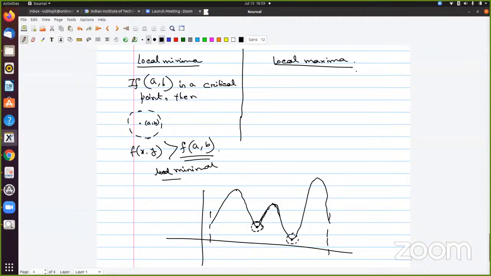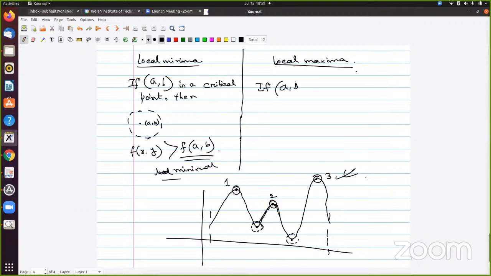And is this a local maxima? Yes. Is this a local maxima? Yes. Now suppose this is 1, 2, 3, which one is the global maxima? 3. This is the global maxima. So there is a difference between local maxima and global maxima. Similarly, local minima and global minima. So for local maxima, what should be the definition?